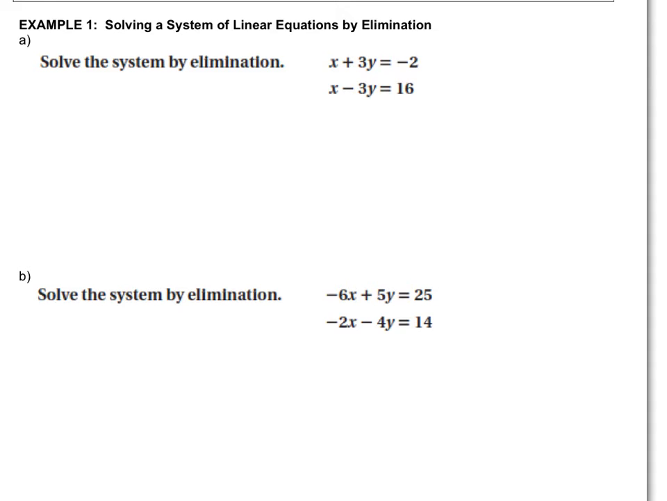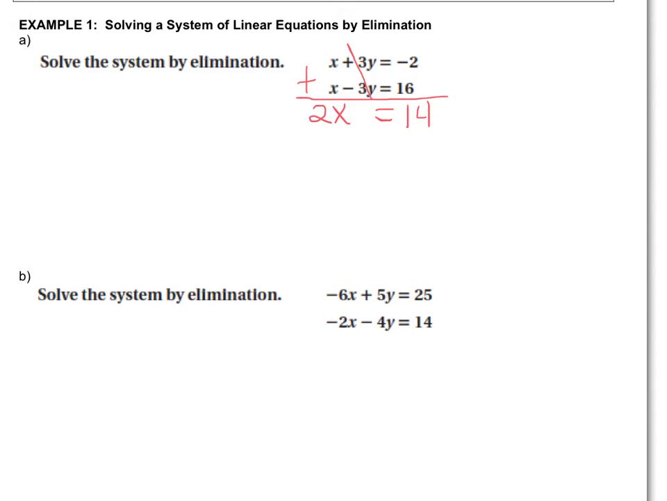So now all I have to do is add these two equations together. We draw the line underneath, we do a big plus on the outside, and I simply add down. x plus x is 2x. 3y plus a negative 3y cancels. The equals can come down, and negative 2 and 16 is 14. So that is step 3.